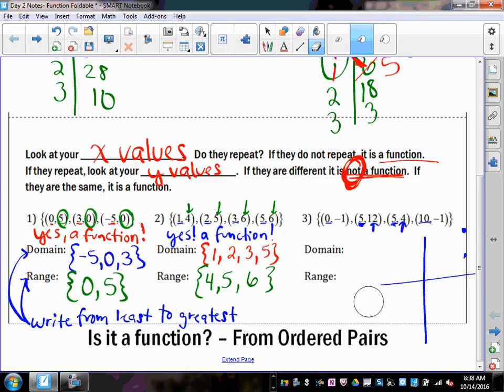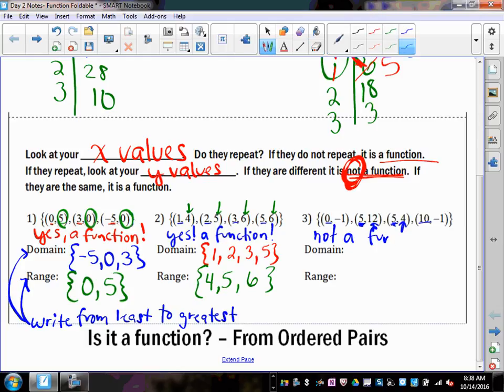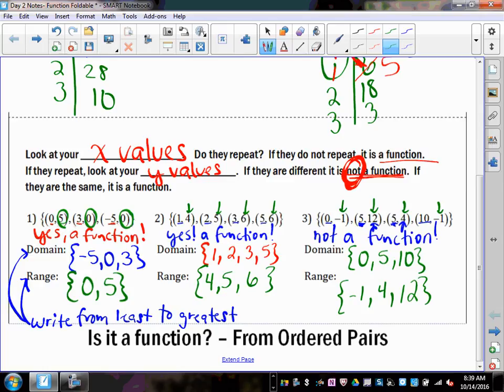So that's what's happening there. We'll talk about it with a graph here soon. Okay, so this is not a function. Not a function. We still write our domain and range though. So my domain would be 0, 5, 10. And my range? Good. So we've got negative 1's good. 4 comes next. And 12. Very good.